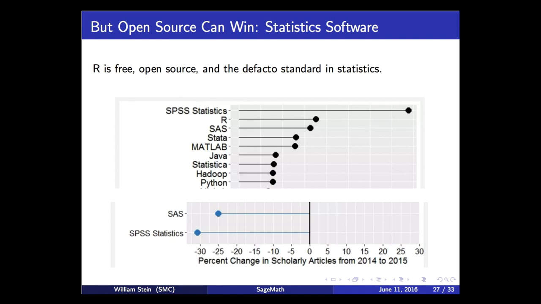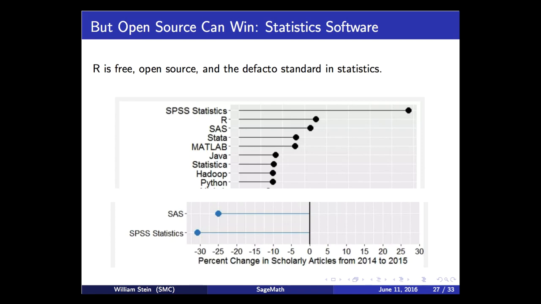And SAS, look at the bottom. It has the percentage change in the number of articles for SAS from one year to the next. And it's down 25%. So the commercial statistics software is going down. The open source software like R is dramatically improving in terms of market share. And I mean, R is really fantastic.